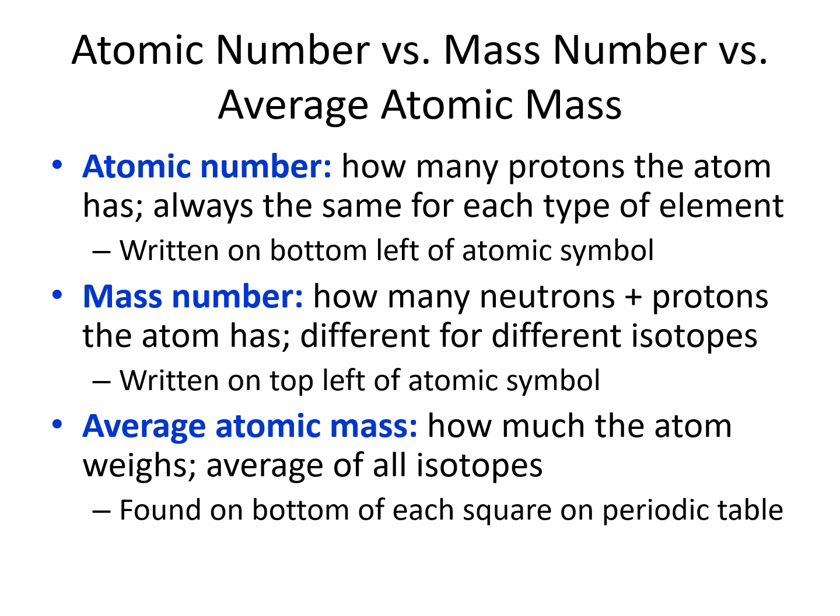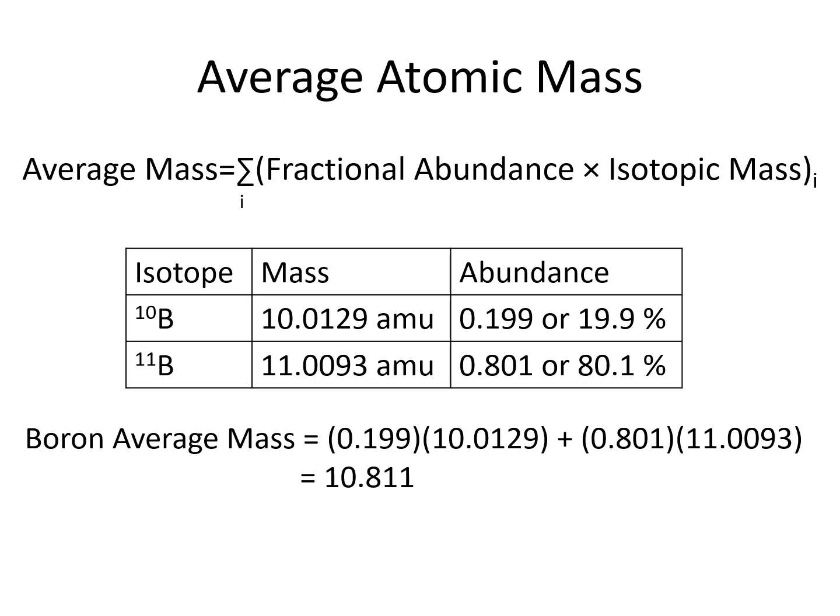Instead, it is a weighted average, and is based on how abundant each of the isotopes is. The average atomic mass can be found at the bottom of each square on the periodic table, and will be a decimal value rather than a whole number. We can calculate average atomic mass by finding the sum of the fractional abundances times their isotopic masses.